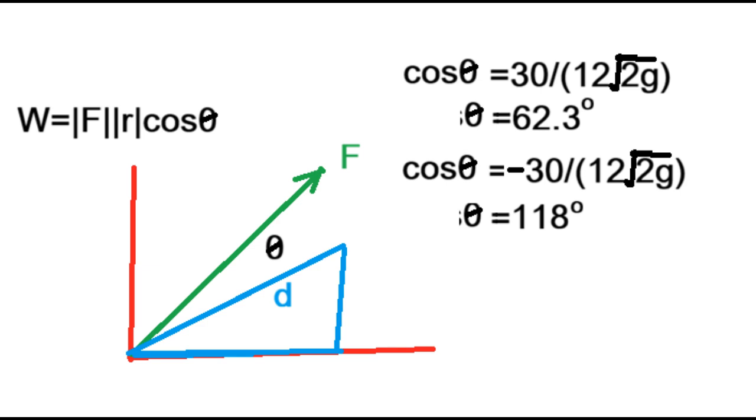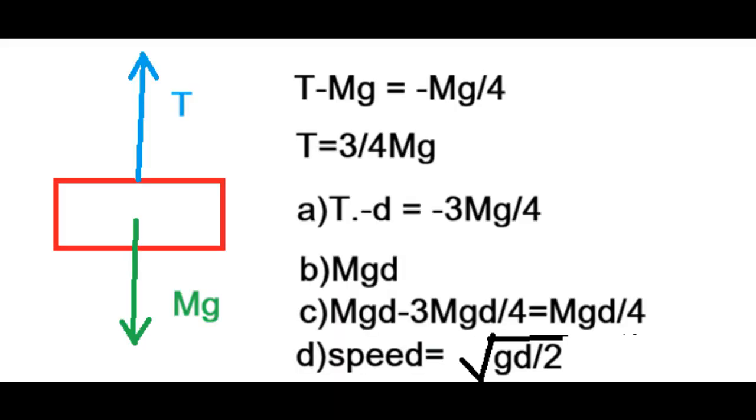Problem 15. A cord is used to vertically lower an initially stationary block of mass m at a constant downward acceleration of g/4. When the block has fallen a distance d, find a, the work done by the cord's force on the block, b, the work done by the gravitational force on the block, c, the kinetic energy of the block, and d, the speed of the block.